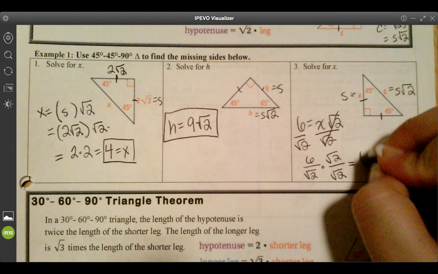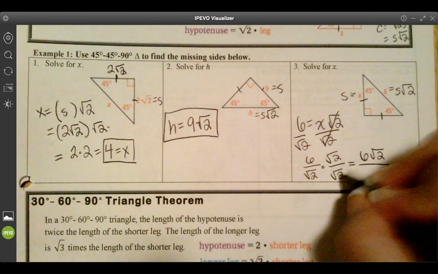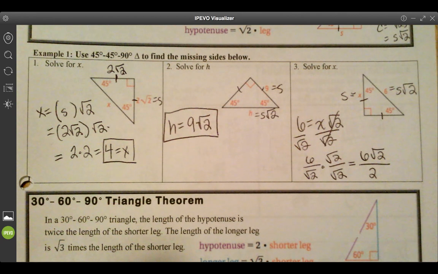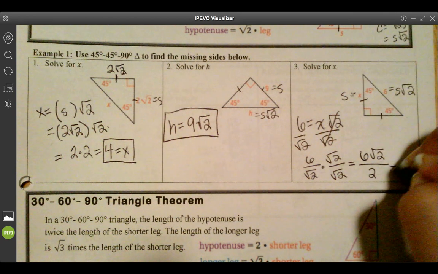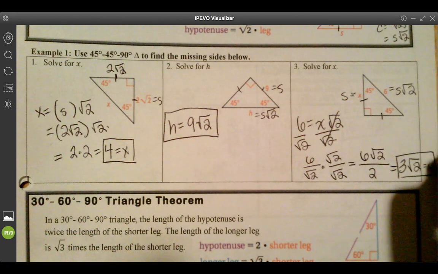So I want to multiply across: 6 times the square root of 2 divided by square root of 2 times the square root of 2 is 2. So notice there's no more square root in the denominator. But then we can simplify: 6 divided by 2 is 3 equals x.